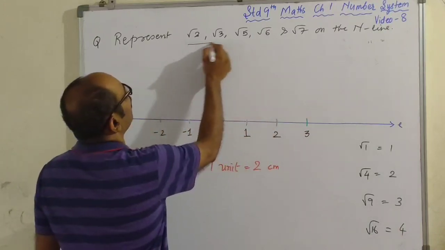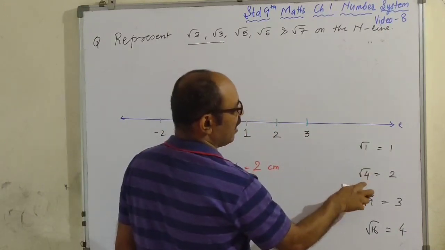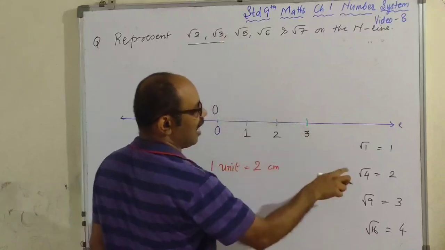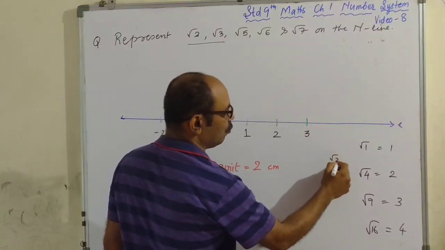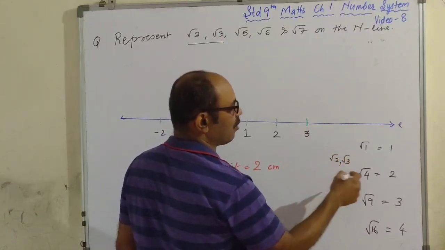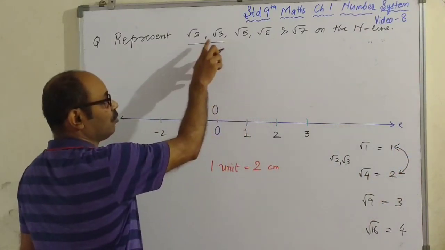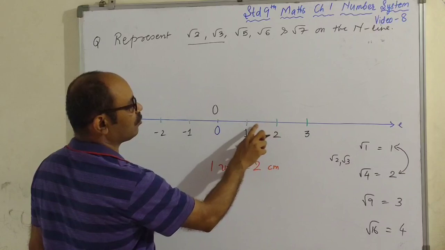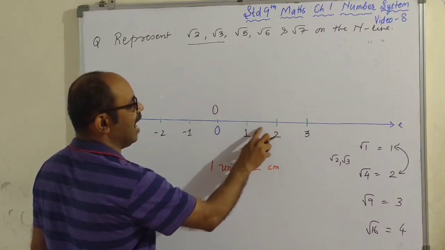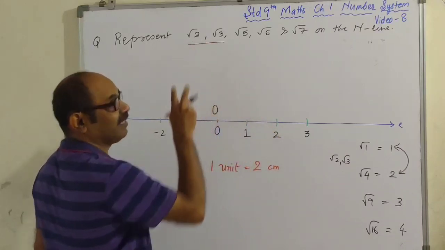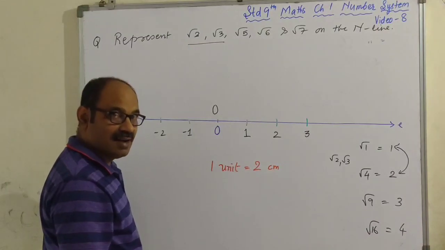Now where does this first 2 lie? Between 1 and 4. 2 and 3 lie between 1 and 4. So root 2 and root 3, if you take the square root, will lie between 1 and 2. So you will get those 2 points between 1 and 2, the points representing these irrational numbers.